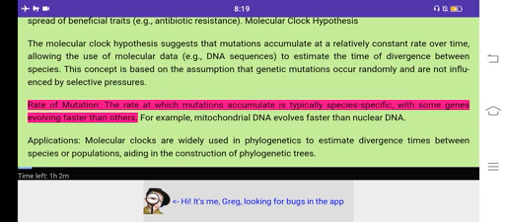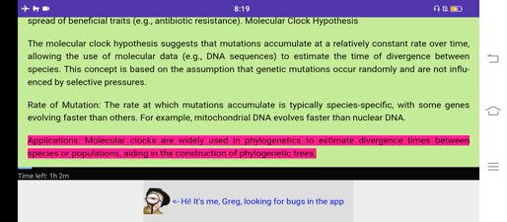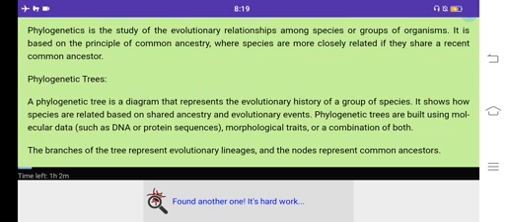Rate of mutation. The rate at which mutations accumulate is typically species-specific, with some genes evolving faster than others. For example, mitochondrial DNA evolves faster than nuclear DNA. Applications. Molecular clocks are widely used in phylogenetics to estimate divergence times between species or populations, aiding in the construction of phylogenetic trees.